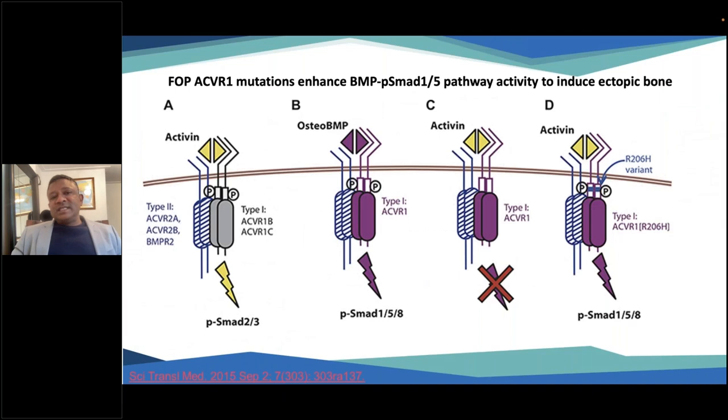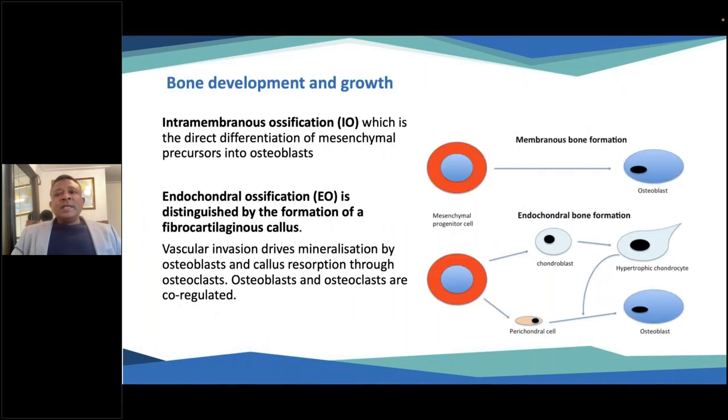So what is this ACVR1 gene? The ACVR1 gene is important in BMP signaling. And as we all know, BMP signaling is important in bone formation. And what happens, as seen in slide D here, is that the mutated receptor is hyperactive, and it leads to switching on of signaling on the BMP pathway, leading to inappropriate deposition of bone in response to some sort of traumatic event.